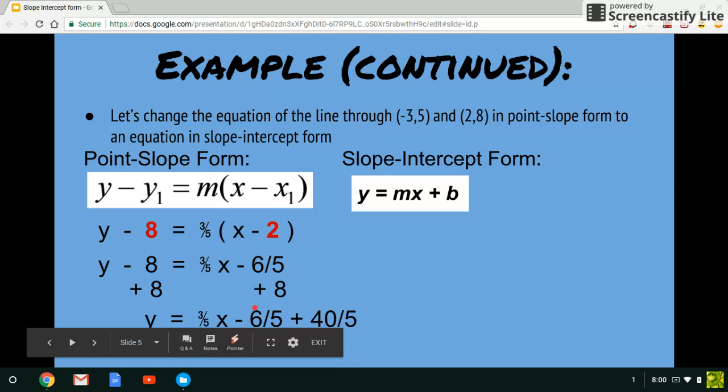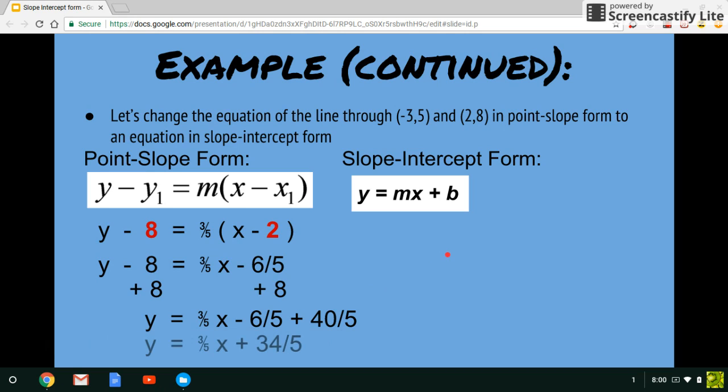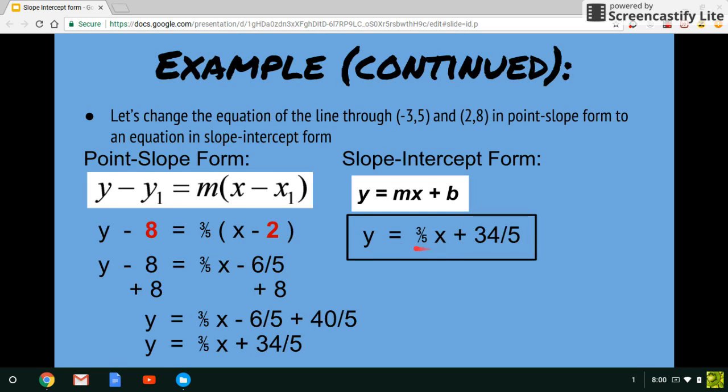And then when we're adding these fractions, we just add straight across. -6 plus 40 gives us plus 34. So when we clean this up and combine like terms, we end up with y equals 3/5 x plus 34/5. And that is our slope-intercept form. We're all done.